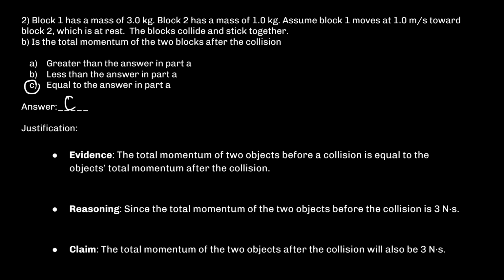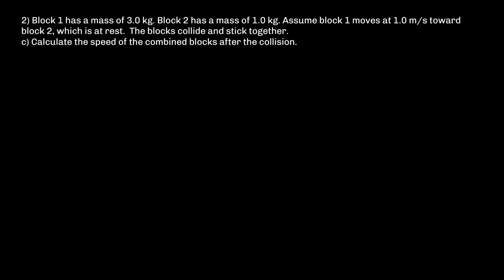So let's move into part C of this example. Let's take a look at part C. We're going to calculate the speed of the combined blocks after the collision. So after the collision, we know that they essentially become one object. Again, since we're looking at before and after the collision, I'm going to start off with my momentum before is going to be equal to my momentum after.